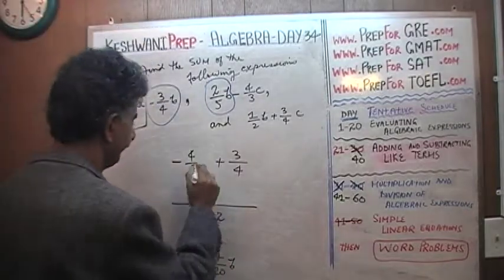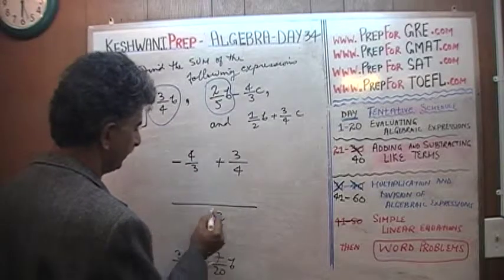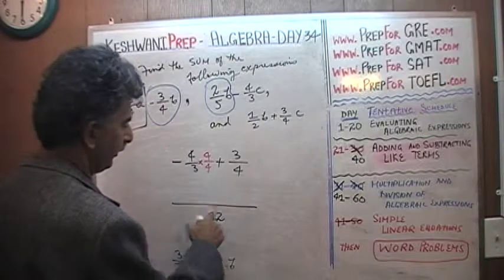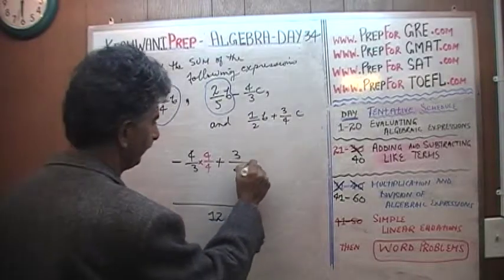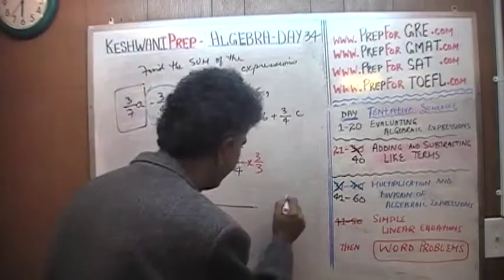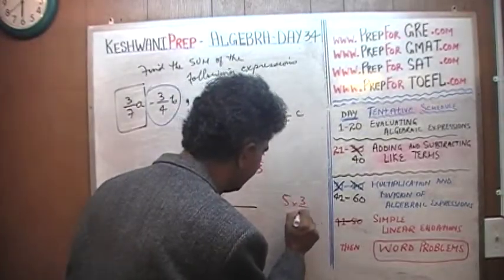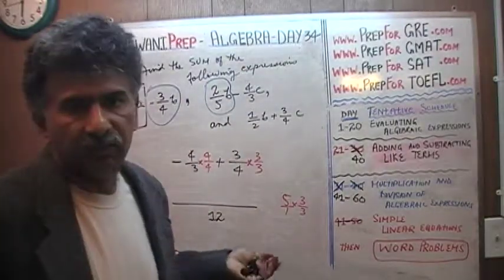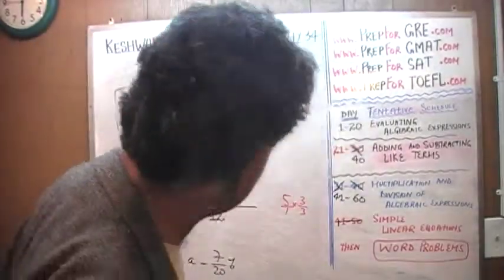So how do we convert this 3 into a 12? Multiply top and the bottom by 4. How do we convert this 4 into a 12? 12 divided by 4 is 3, so multiply top and the bottom by 3. When you multiply, if I have a 5, and if I multiply the top and the bottom by 3, it's still 5, because 3 divided by 3 is 1. We haven't changed anything.